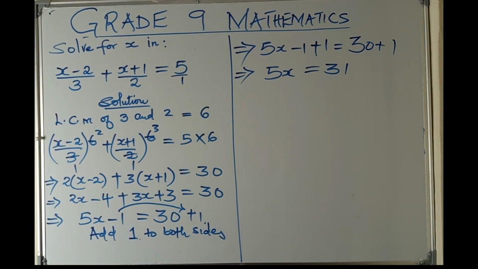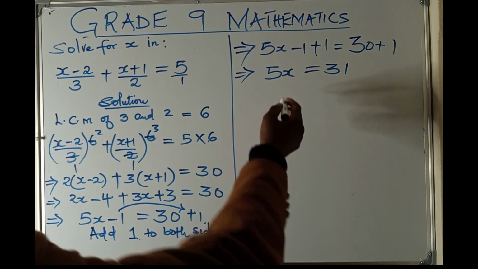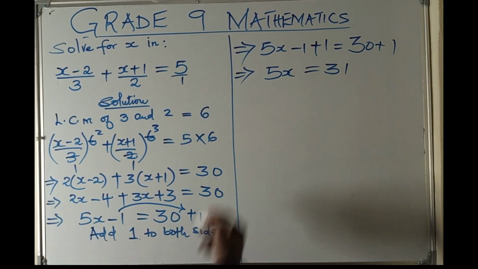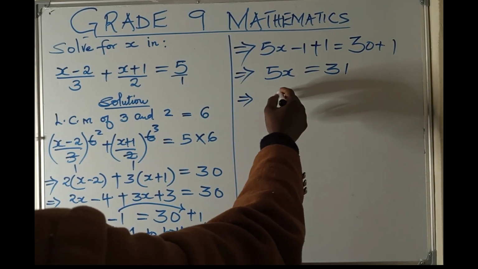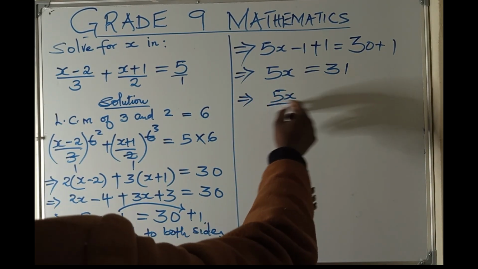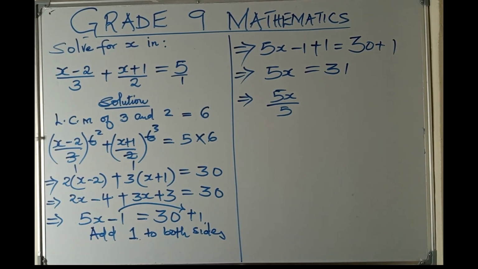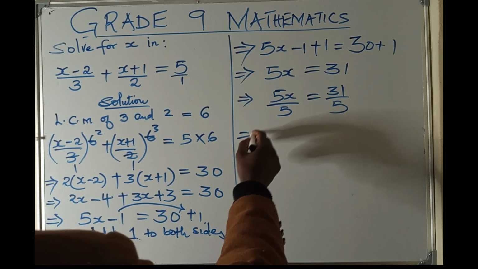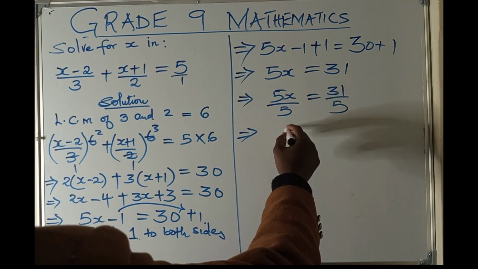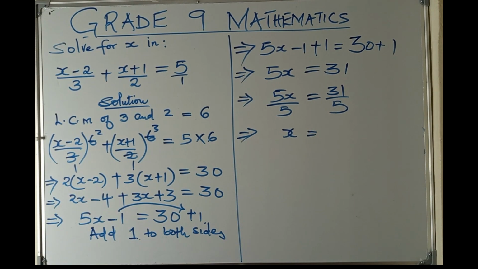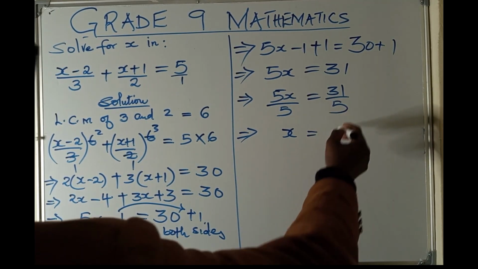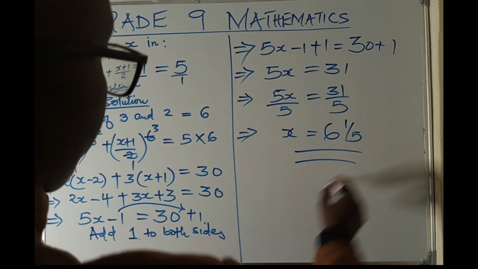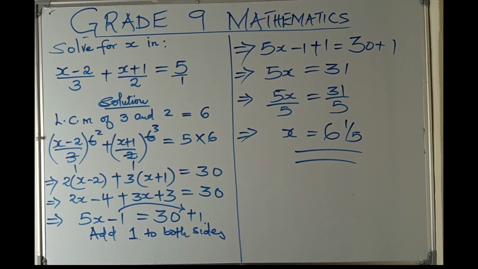Now you are almost getting the value of x. So how do you get the value of x? Because you want to remain with x, you don't want 5x. You simply divide both sides by 5 to eliminate 5 and remain with x. So divide both sides by 5, and 5 divided by 5 is 1. You get x is equal to 31 divided by 5, which is 6 and 1 over 5. And that is simply how you're supposed to solve that.